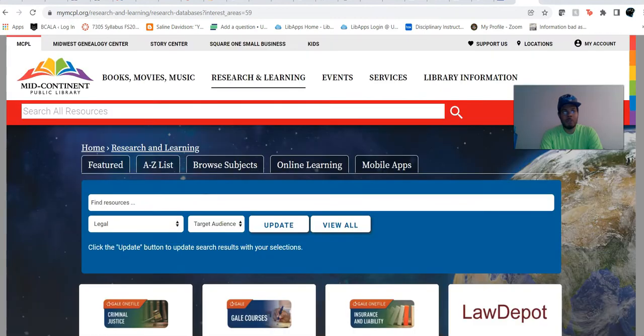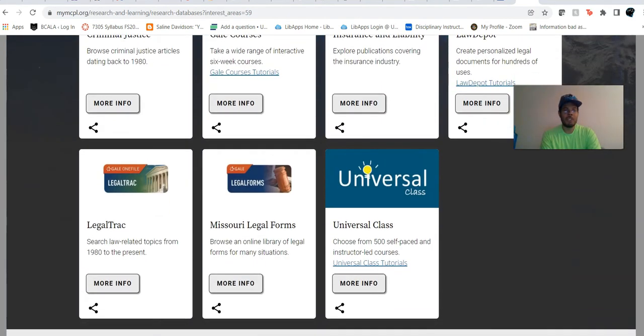It's going to be focused on Missouri because I'm accessing this through Mid-Continent Public Library System, which is a public library system in the metro Kansas City area. So, Kansas City, Missouri area. So, yes, it's going to be focused on Missouri.